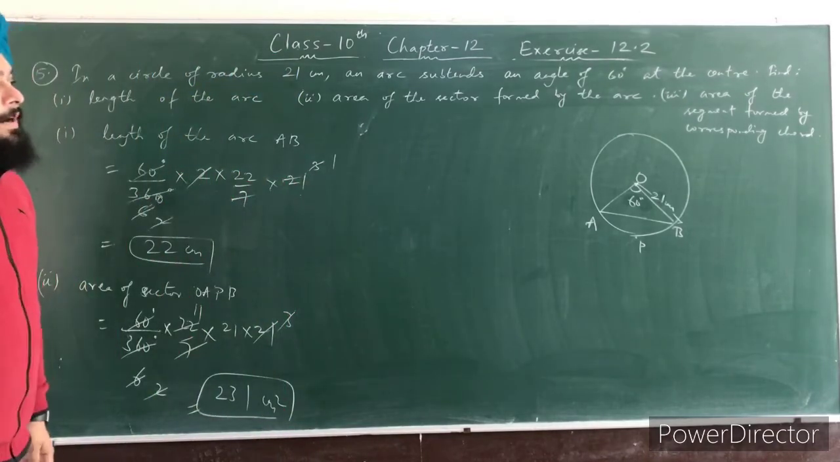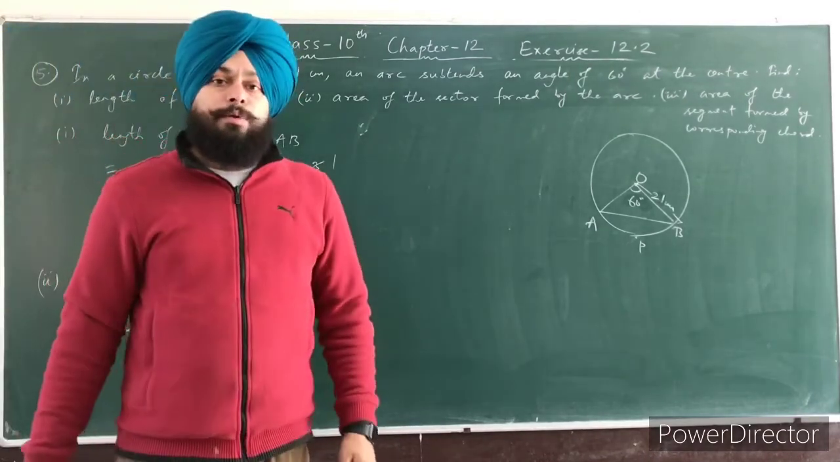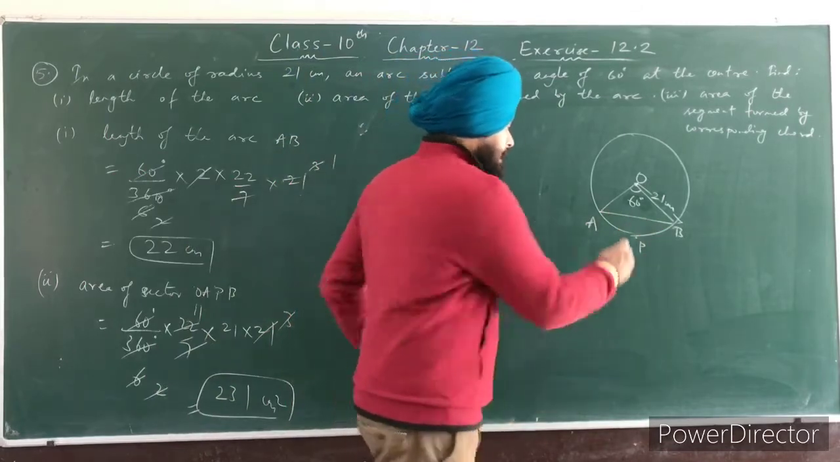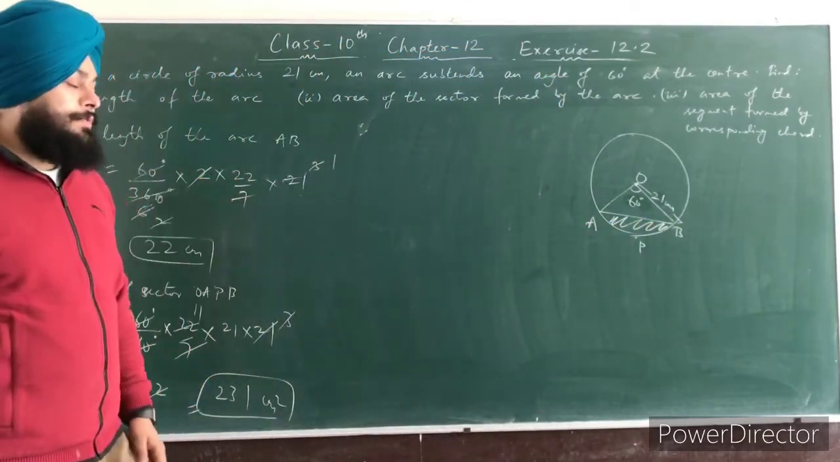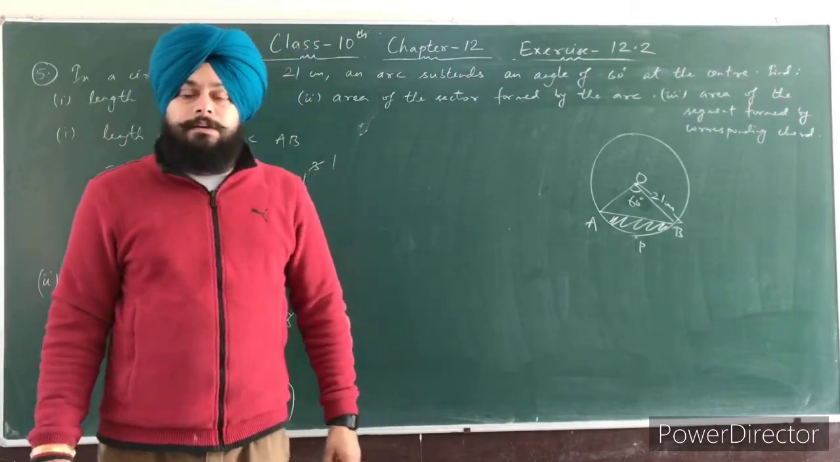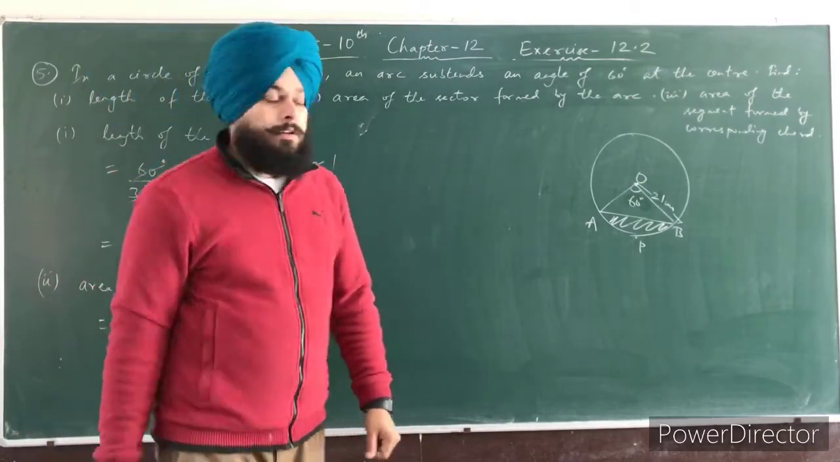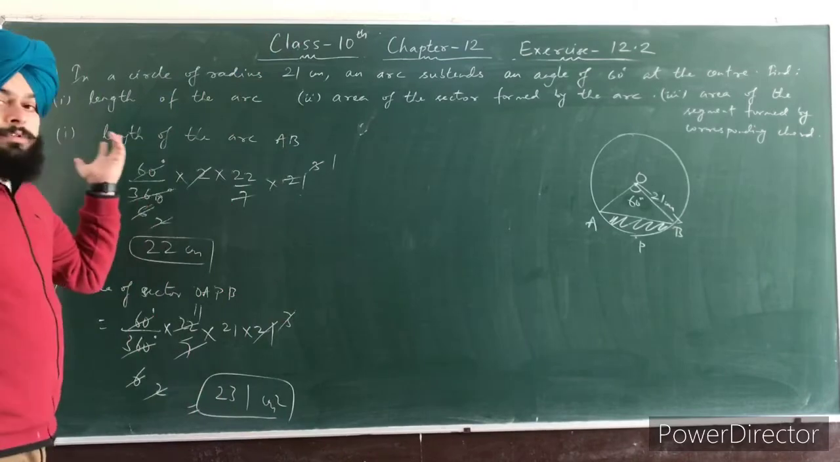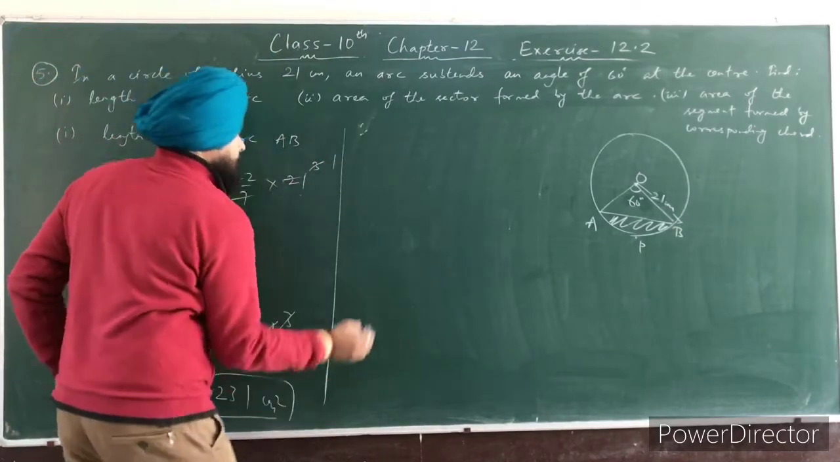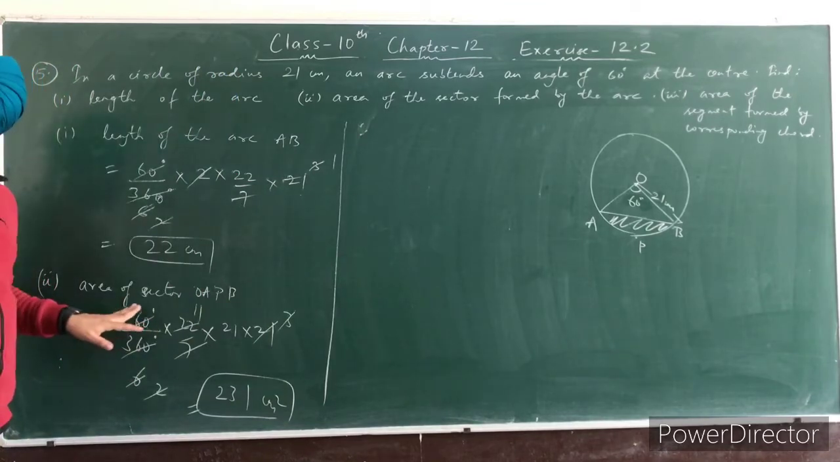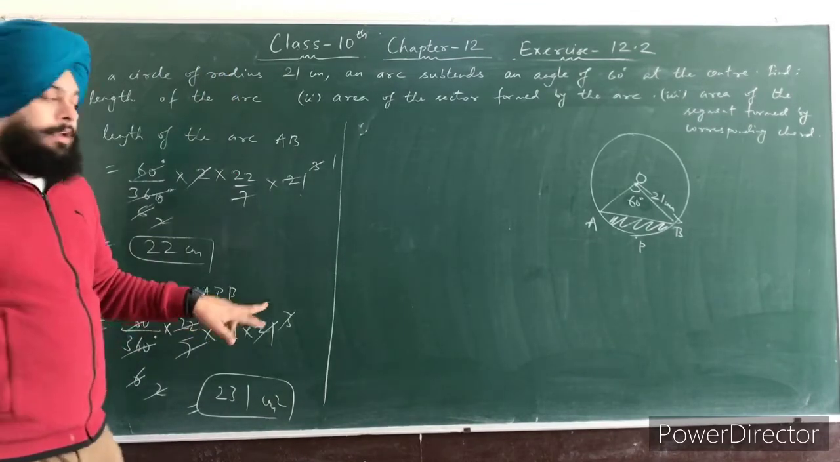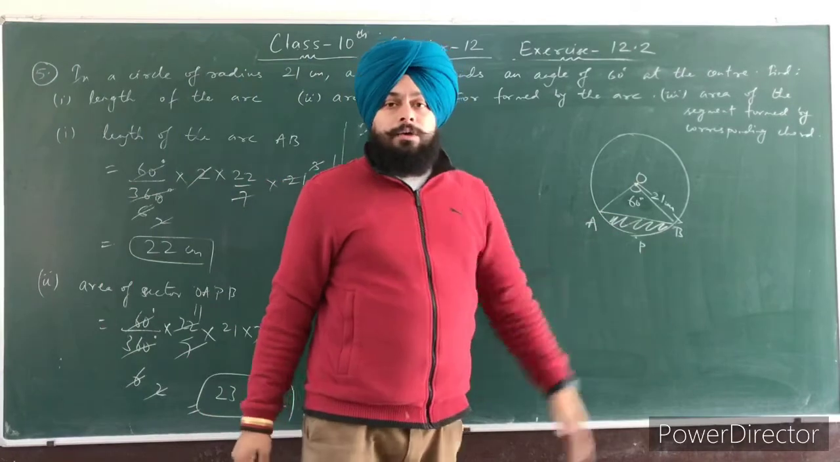The third is we will find the area of the segment formed by the corresponding chord. It means we will find the area of segment APB. Its formula is area of sector minus area of triangle. So it is again the same as question number 4. The area of the sector we have already found in the second part, area of sector OAPB. Now we can find the area of triangle OAB.